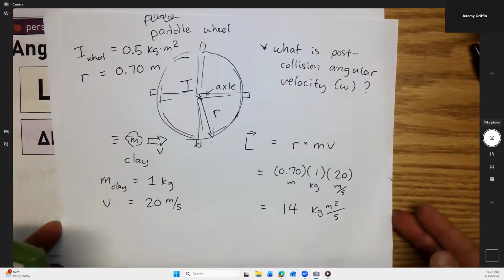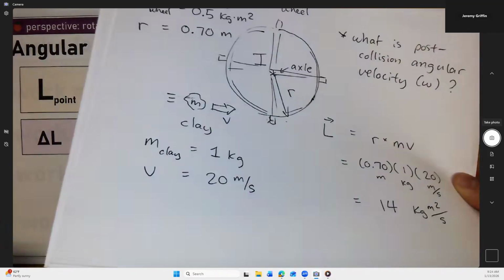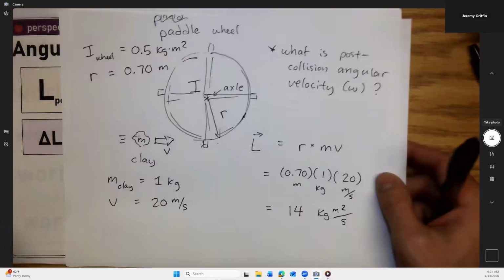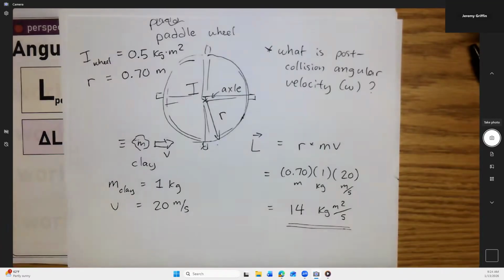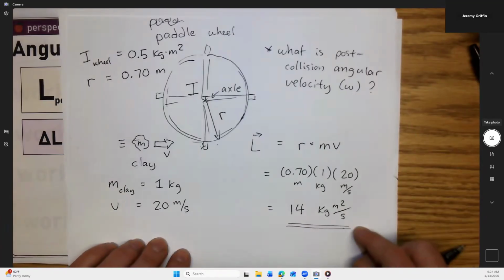There's an alternate unit. I think it goes meter seconds, if I remember right. But that's the angular momentum of the whole system, and all coming from that blob of clay. But of course, it's conserved. And so you guys know how much angular momentum is in the system?